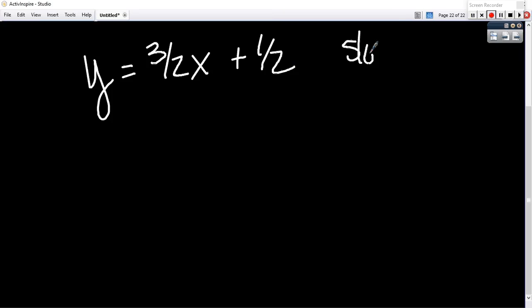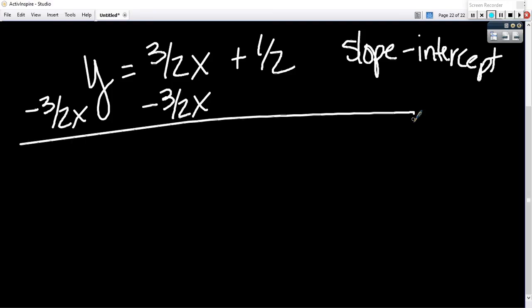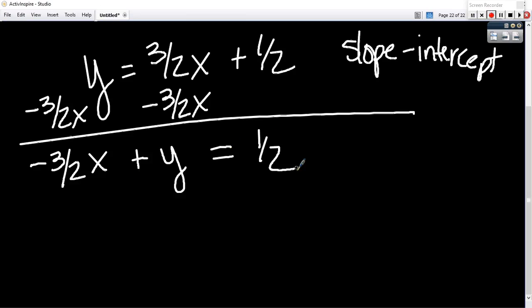So this is slope-intercept, and I'm saying this because I'm going to give you a sheet in just a minute where you're going to have to manipulate the equations. All right, so if I put slope-intercept into standard, I'm going to move this one over. Now there's nothing to add it to, so if I can't combine it, I write it. So I got negative 3 over 2x plus y equals 1/2.